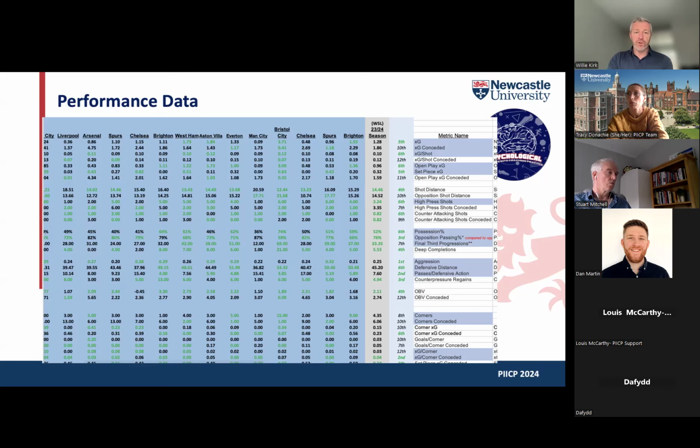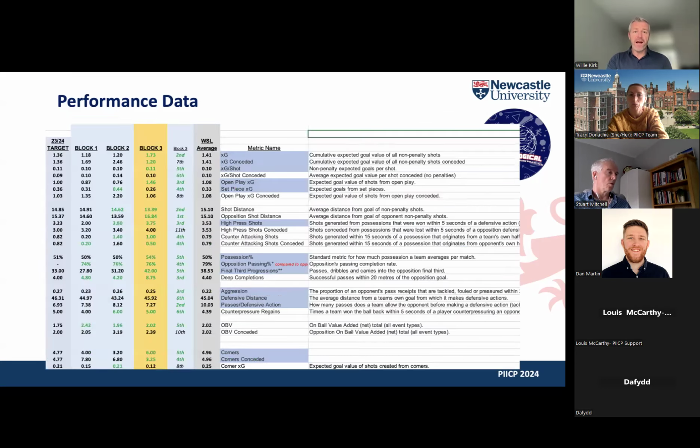But then from that, we could also chunk it into blocks. Any game can throw up completely variable numbers, but if you looked at blocks of 5 or 6 games, you could hopefully see the squad improvement.